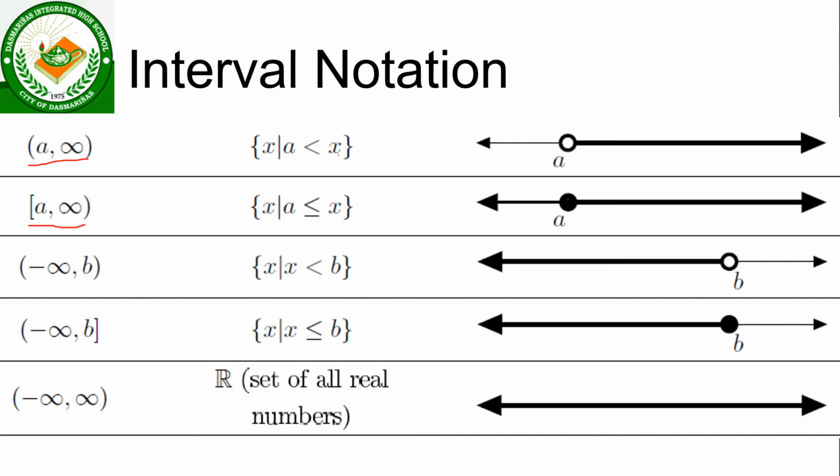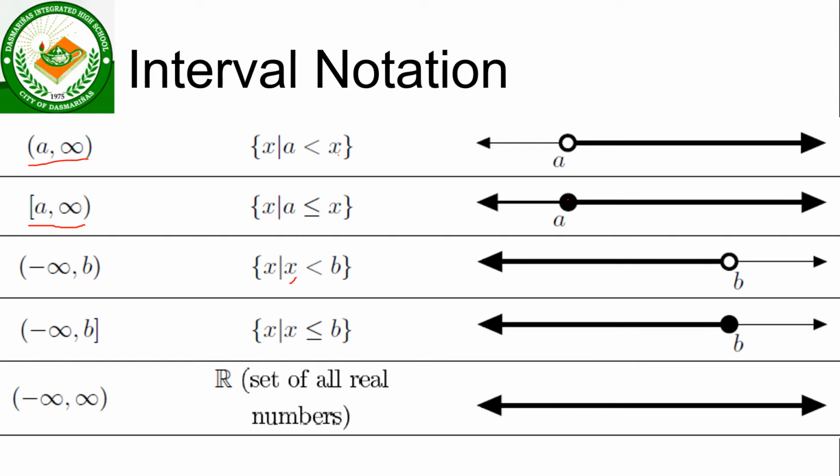For the third one, we have negative infinity up to B exclusive. So we have here the set of all x such that x is less than B. Take note that since we do not have an equal sign below the less than symbol, the point B is not included. It is not shaded.